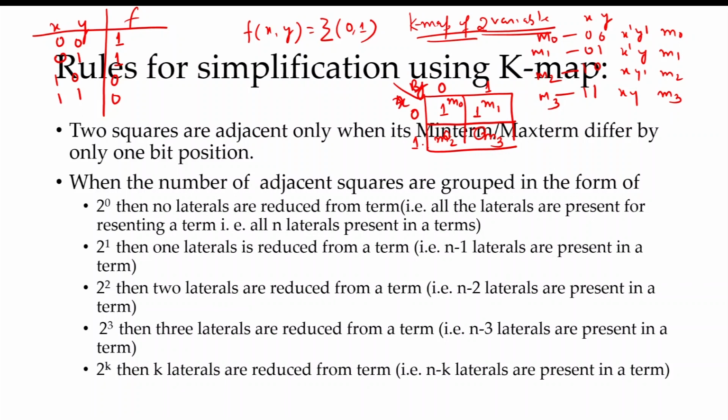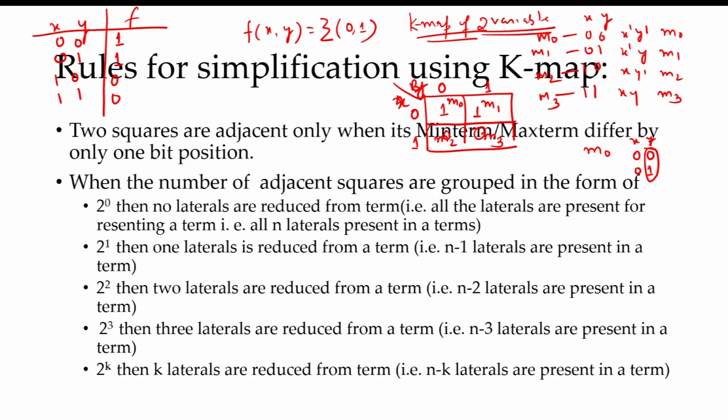Since the function is given in SOP form, simply we make a group of ones that are adjacent. Here we see that m0 is represented by 0 0, and m1 is represented like x is 0 and y is 1. When we see the values of these two rows, we say that both minterms differ only by a single bit. This means when two minterms differ only by a single bit, these two minterms are adjacent and we form a group.